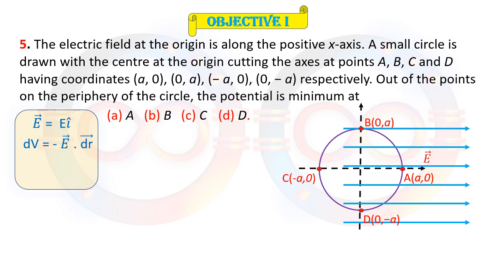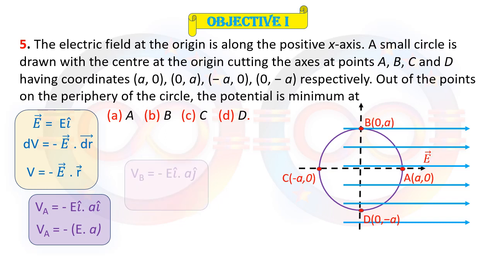and the relation for the potential with the electric field is dV is equal to minus E dot dr. Let's put the value of E along the i-axis and the displacement or the position vector along x-axis. We are getting the potential at particular point A as minus EA, because i dot i is equal to 1 as per the dot product. i dot i, j dot j, k dot k is equal to 1.